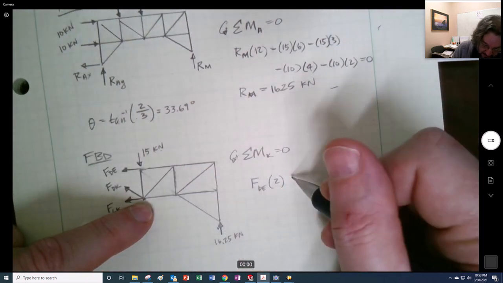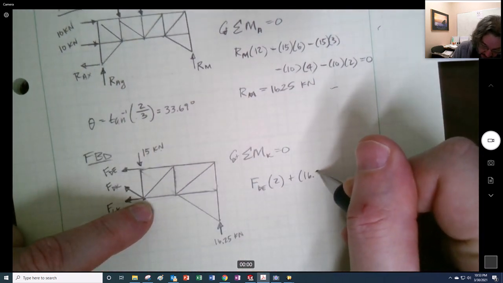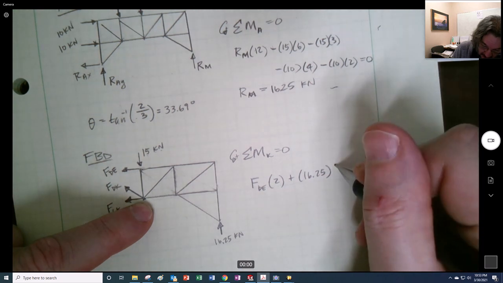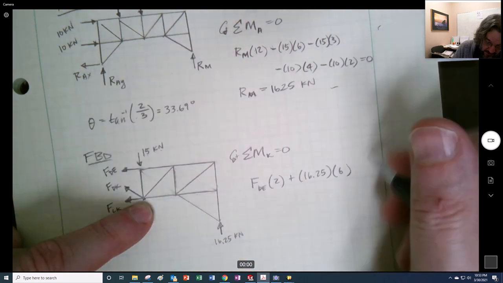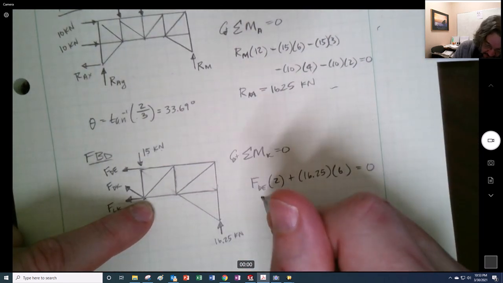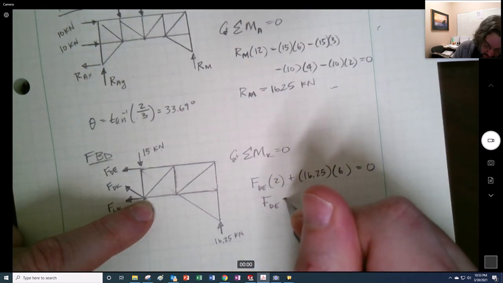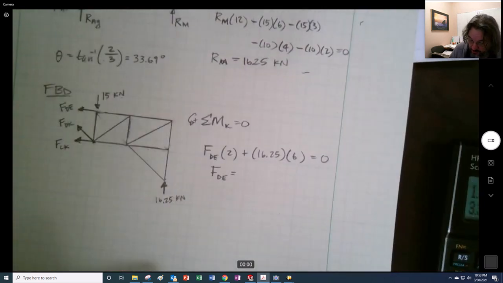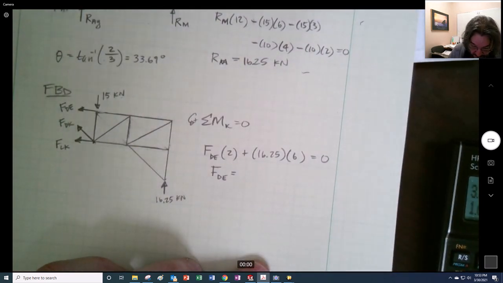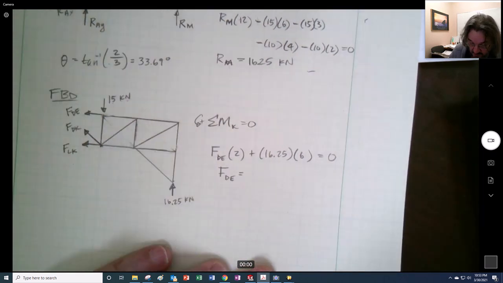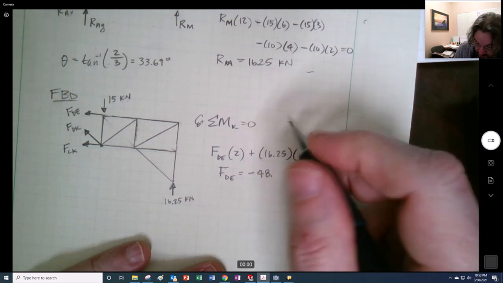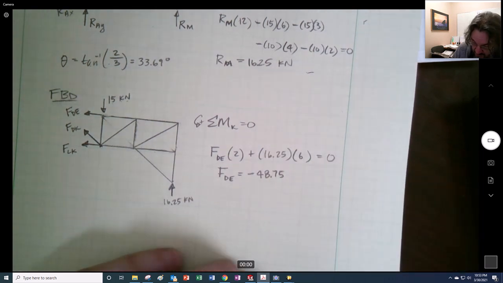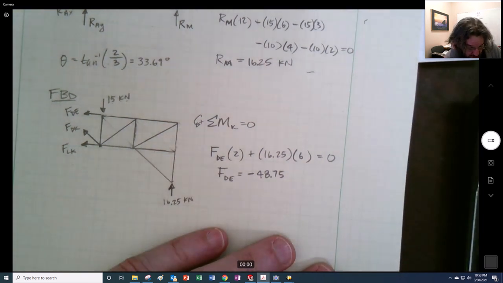And then, but I'm also going to have 16.25. And it's going to be 3 and 3, so it's going to be 6. And he's also going counterclockwise, so that can't be true. So we're going to take 6 times that divided by 2. So we get a negative 48.75. That's interesting. I'm going to look at this a little bit.